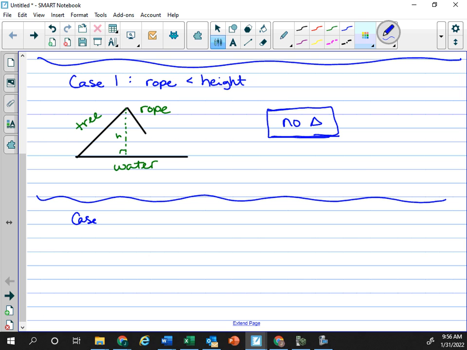Case 2. The rope is equal to the height.